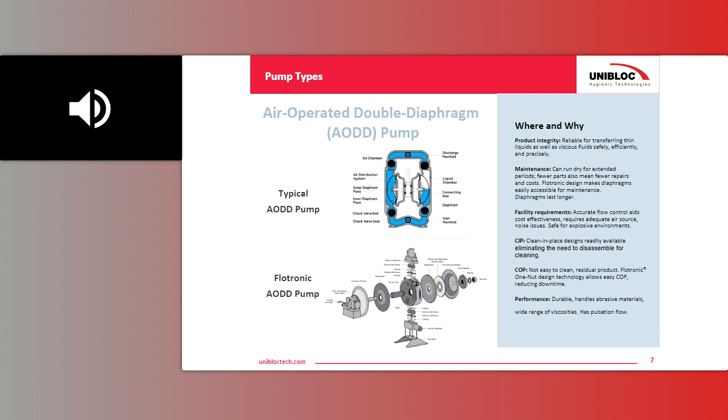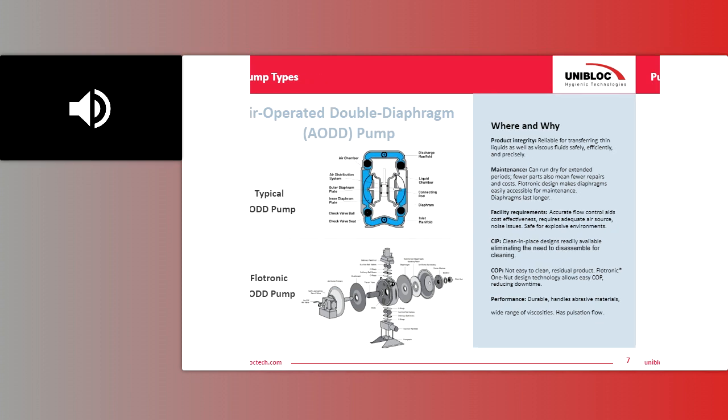There are some other nice things about the AODD technology. It's very versatile when it comes to product viscosity. It will pump thin liquids from water all the way to very viscous products. Think of tomato paste and peanut butter and everything in between. So we talked about it, very forgiving technology. It's also a very versatile technology when used in food applications.